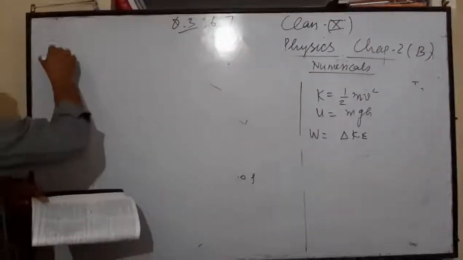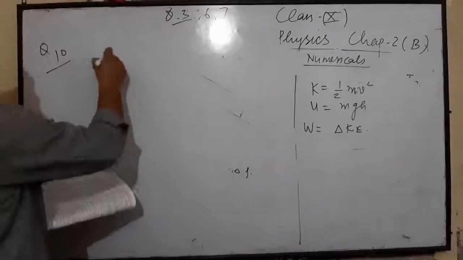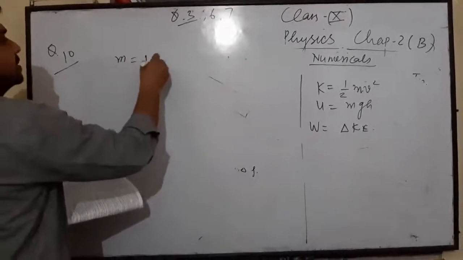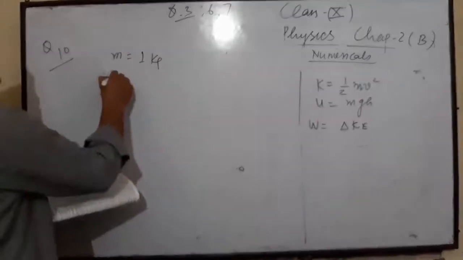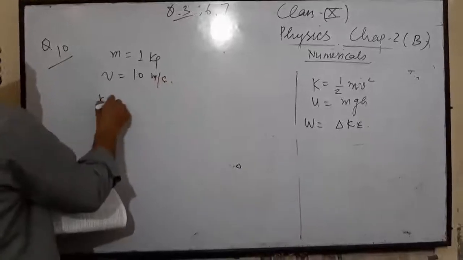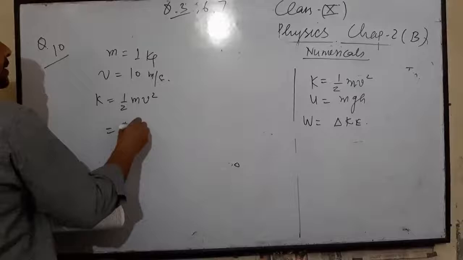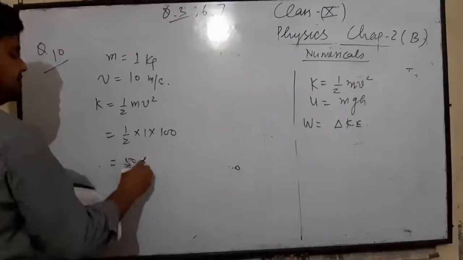Now question number 10. Find the kinetic energy of a body of mass 1 kg moving with a uniform velocity of 10 meter per second. Simply use the formula for kinetic energy, half mv square. Here it is 50 joule.